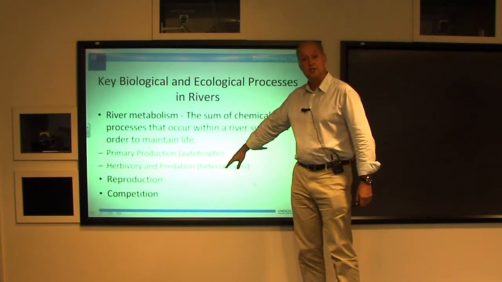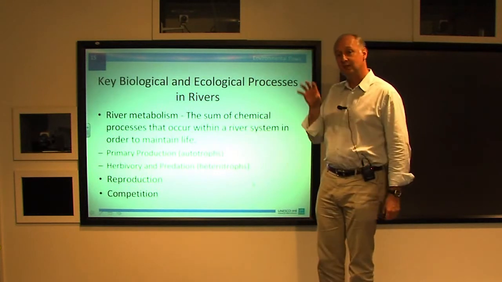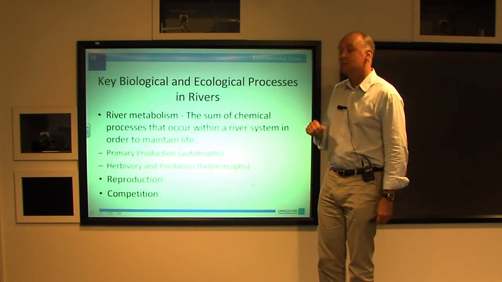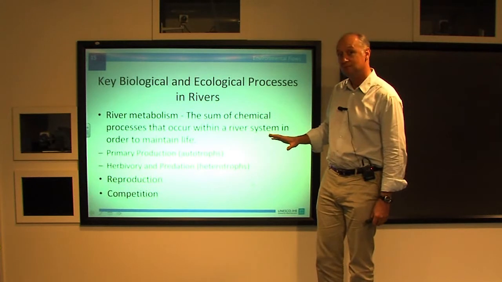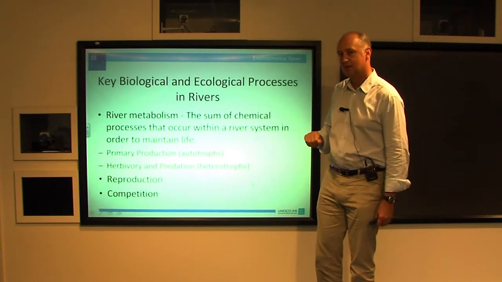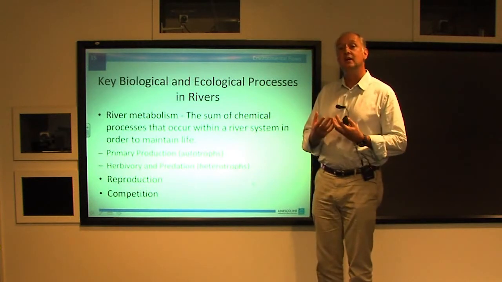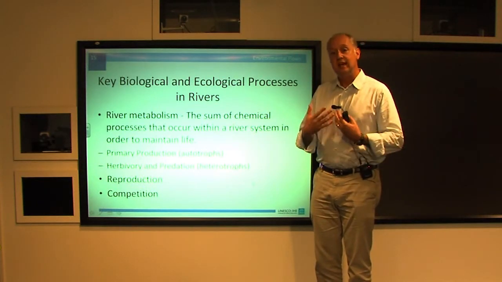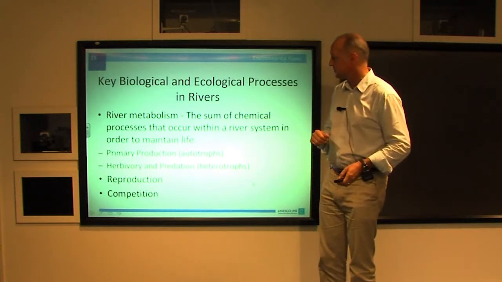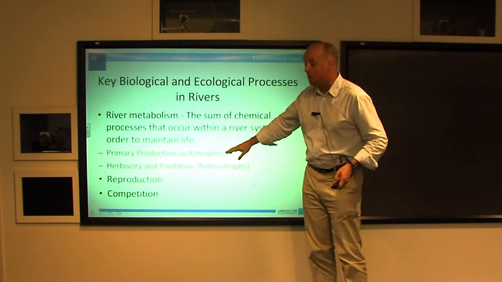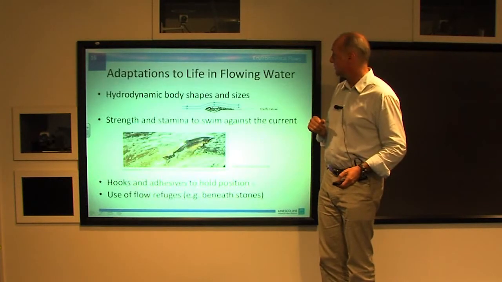Herbivory and predation are characteristics that we saw linking the different parts of a food web, but other important components of that system, and we'll say a little bit more about one of them, reproduction, as we go forward. But reproduction and competition are also fundamental ecological processes influencing the structure as well as the function of aquatic ecosystems, and it's our objective very often to maintain those functions as well.